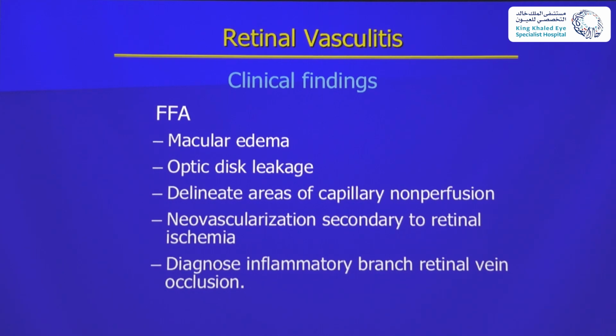You can have optic disc leakage, but most important, fluorescein angiography will tell us if the vasculitis is occlusive or not, because this is a very important clinical issue. If the vasculitis is occlusive, it means that the patient is at high risk to develop neovascularization, fibrous tissue, traction retinal detachment, and vitreous hemorrhage. So during the workup of a patient with vasculitis, we have to look carefully for retinal ischemia.